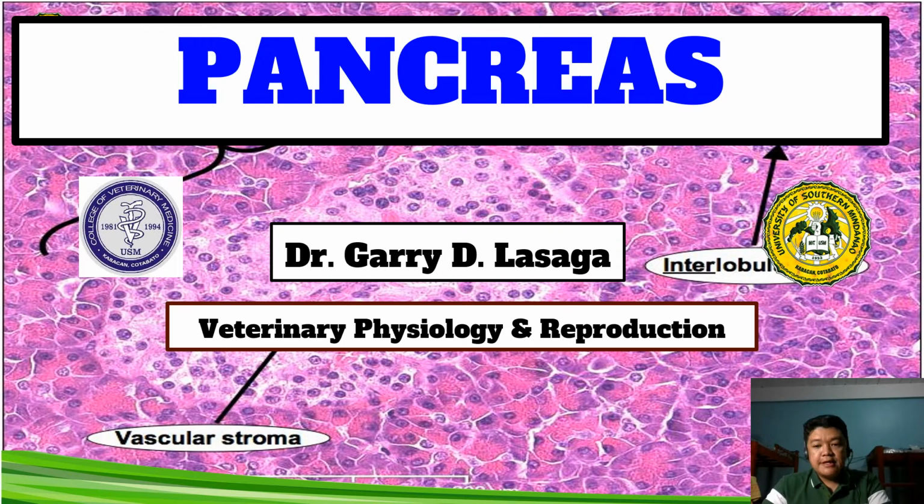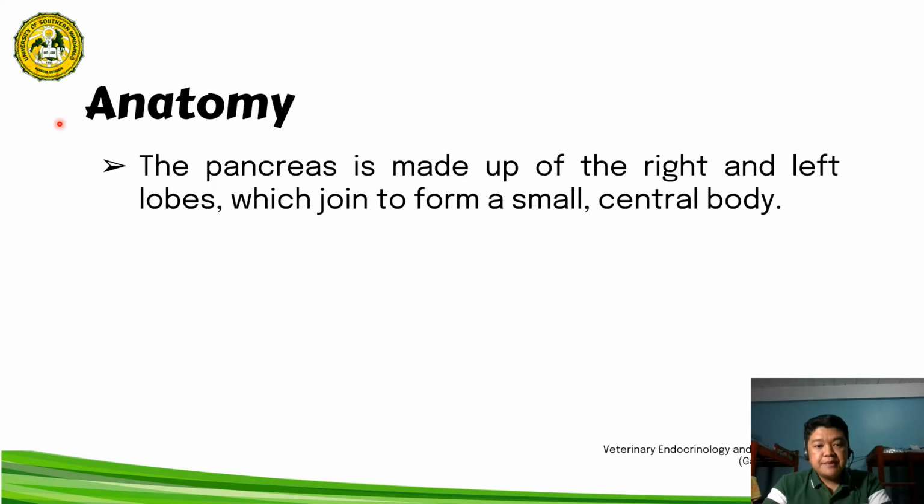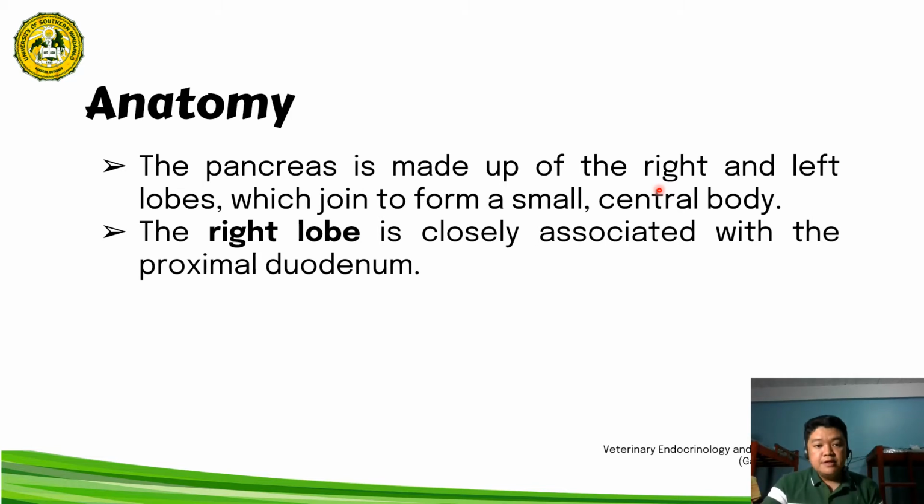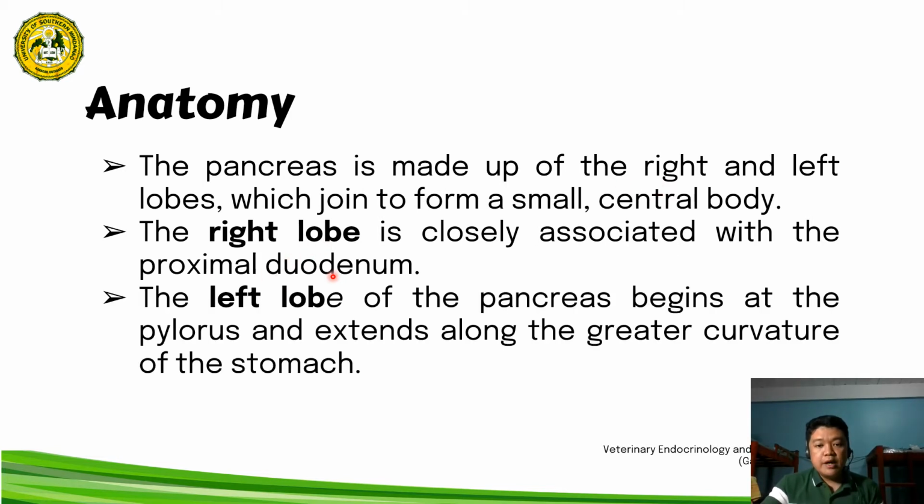So another important gland in the body is the pancreas. For the anatomy of the pancreas, it is made up of two lobes. We have the right lobe and the left lobe, and they are joined together by the central body. The right lobe is closely associated with the proximal duodenum, while the left lobe is closely associated with the stomach, particularly the pylorus of the stomach and the greater curvature of the stomach.